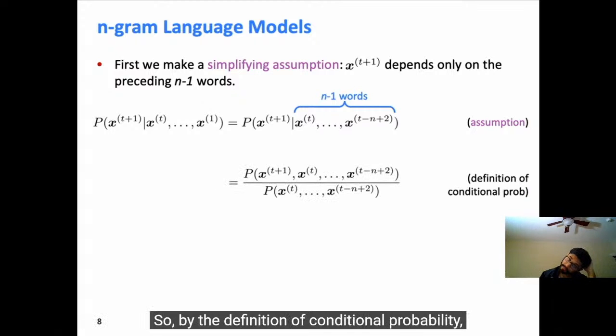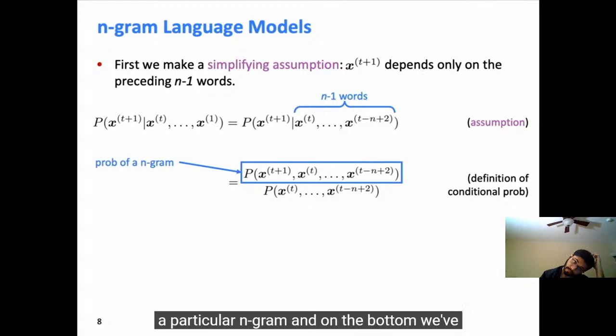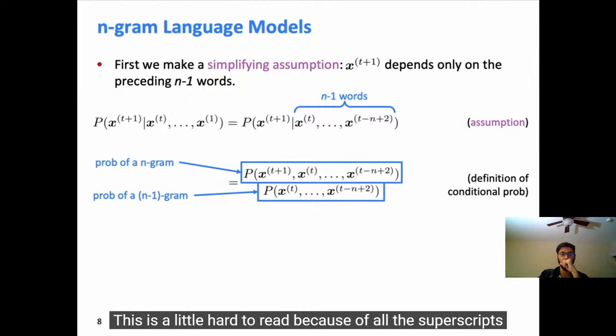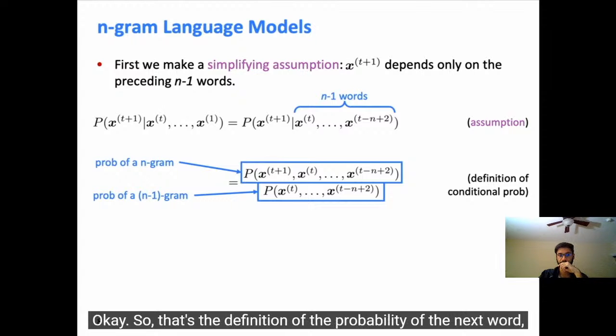By the definition of conditional probability, we can say that this probability is just the ratio of two different probabilities. On the top, you've got the probability of a particular n-gram, and on the bottom, we've got the probability of a particular n-1 gram. This is a little hard to read because of all the superscripts, but I'm going to give an example with words on the next slide. OK, so that's the definition of the probability of the next word.